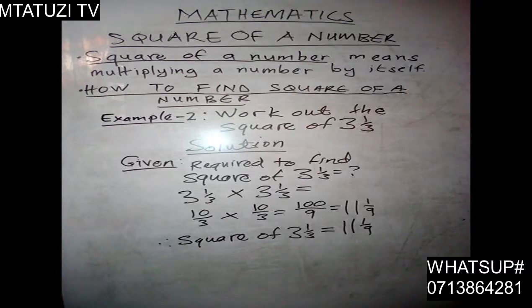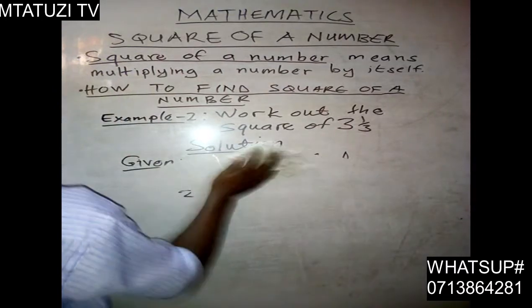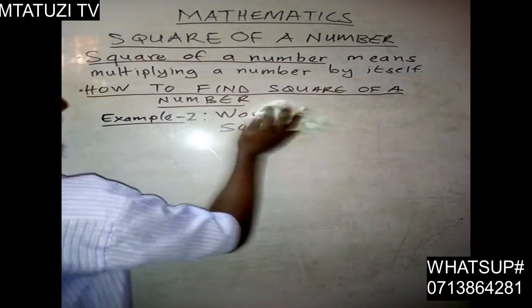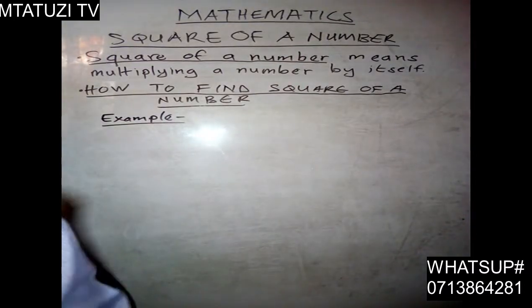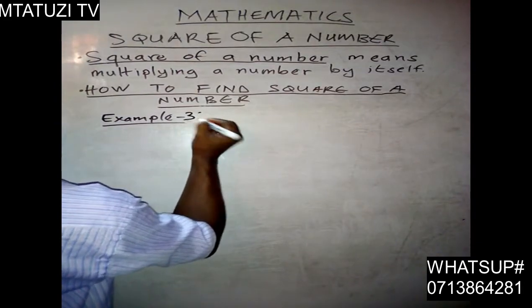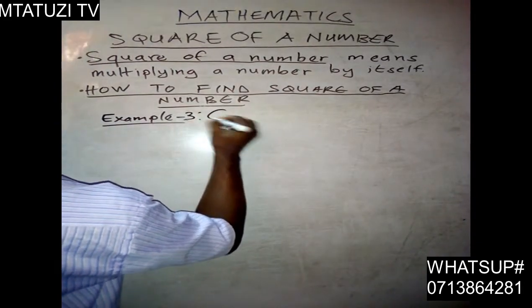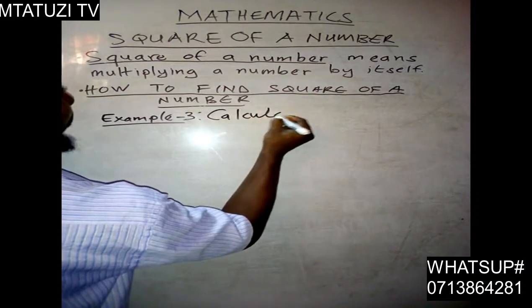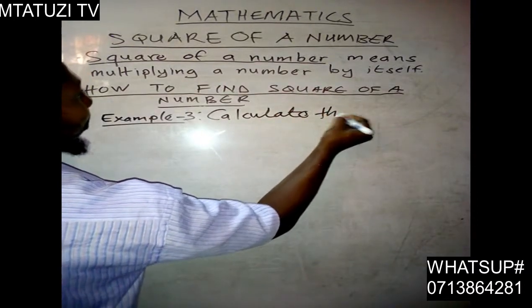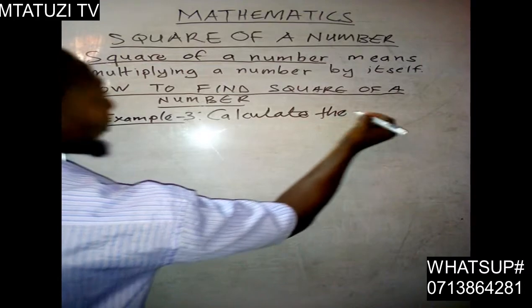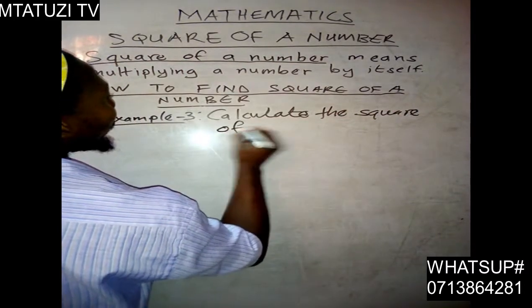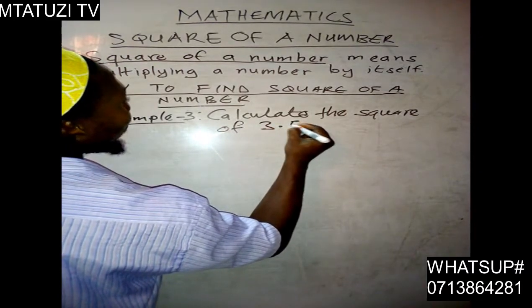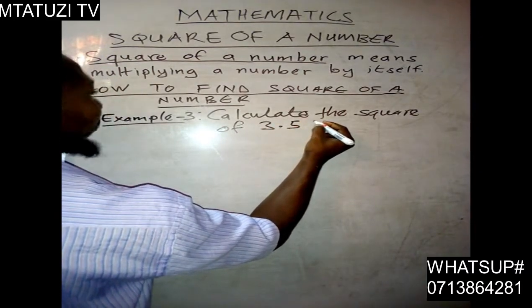So now let us go to the last example, example number 3. You are asked to calculate the square of 3.5. It is equal to how much?